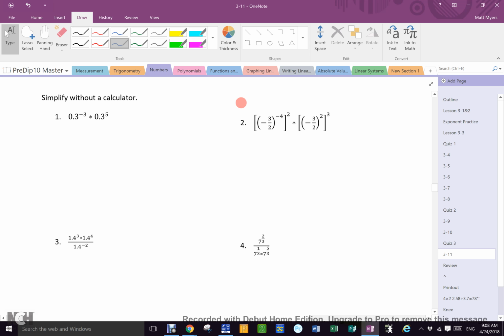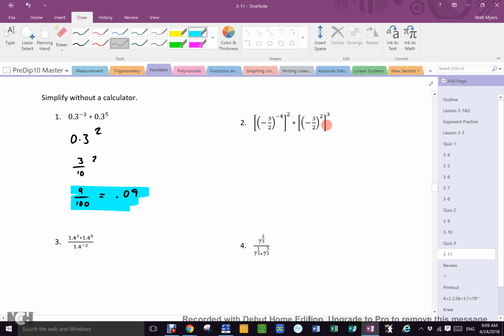What's the answer to the first one? 0.3 squared. 3/10 squared. That is how far you would take that one, because there is no variable, so you always evaluate. If there is no variable, you always evaluate.